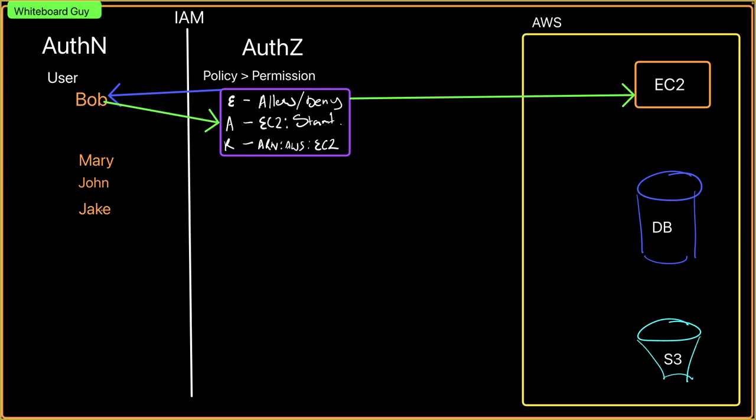Now, what we could do is we could say, you know what? Let's assign some kind of permissions onto all of these users. And we could say, let's take that same permissions and assign it to them. But that means we'll have to do this 3 times. Assign it to Mary, assign it to John, assign it to Jake. It's maybe not the best practice.